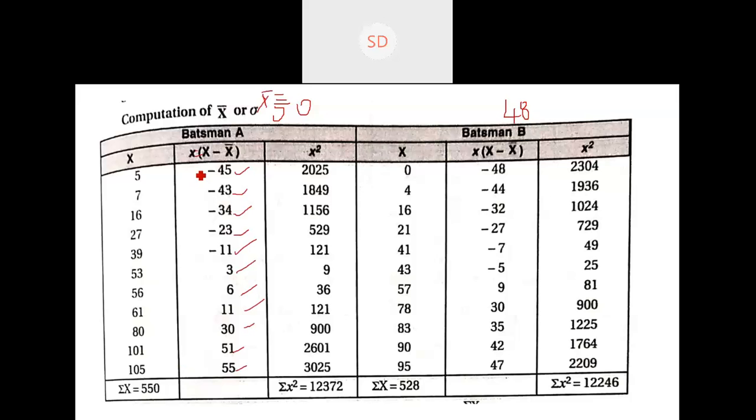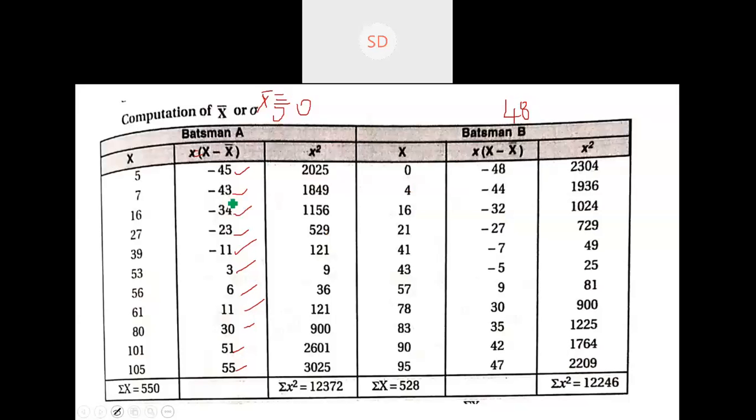So the deviation is x minus x bar, and x bar for batsman A is 50, and we calculate these deviations. Once you calculate the deviations, you are supposed to square these numbers. We just multiply the numbers by themselves. That is minus 45 into minus 45, minus 43 into minus 43.